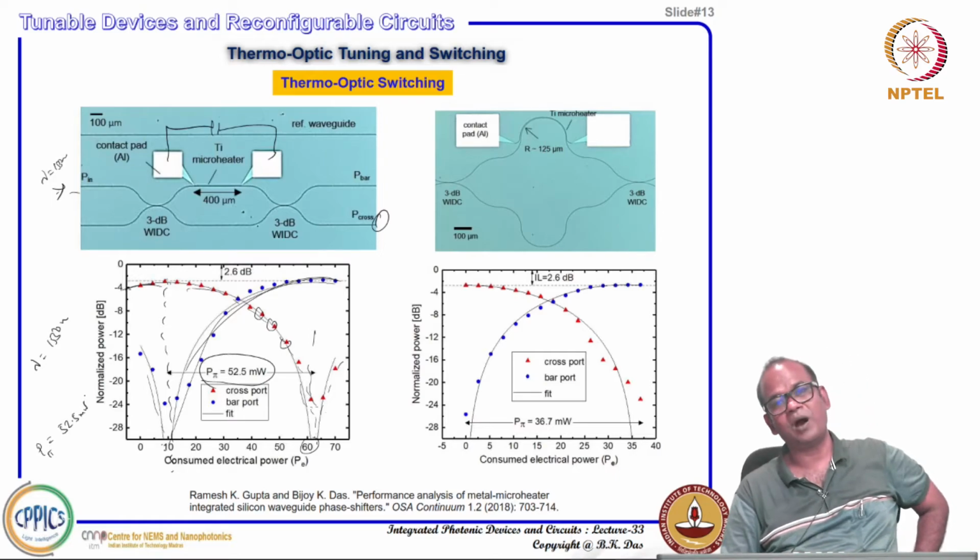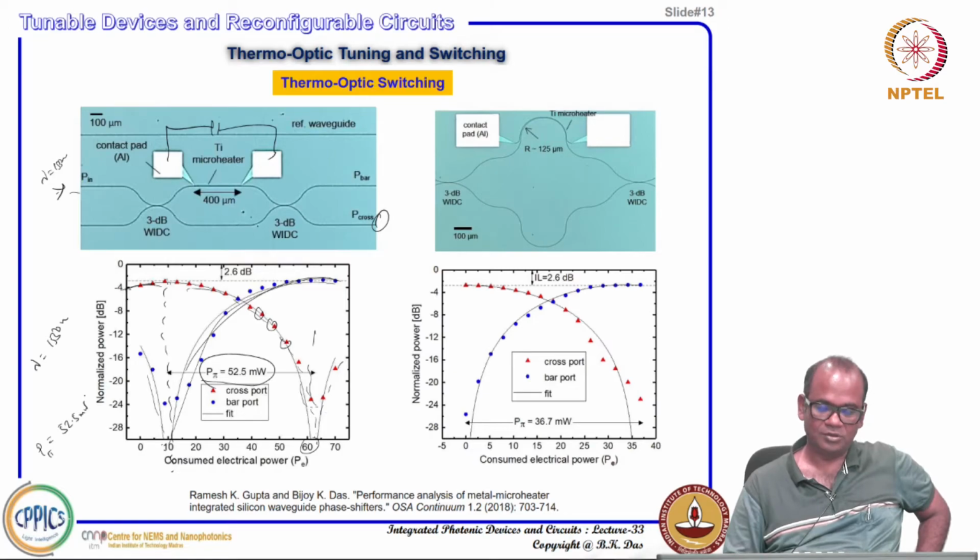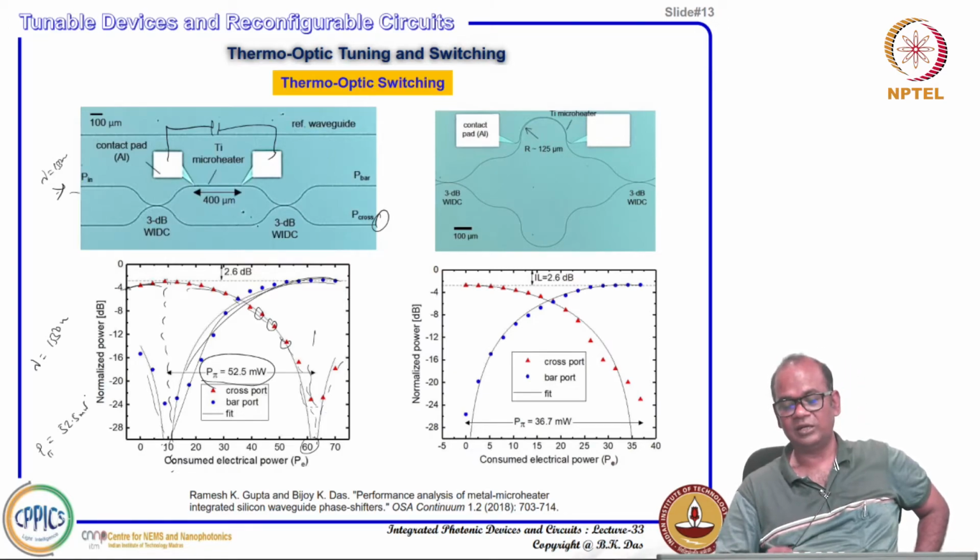So, you need 52.5 milliwatt of electrical power to switch power from the cross port to the bar port. If you withdraw that power, then again it will appear in the cross port, and that can happen for any wavelength. This is the experimental evidence.